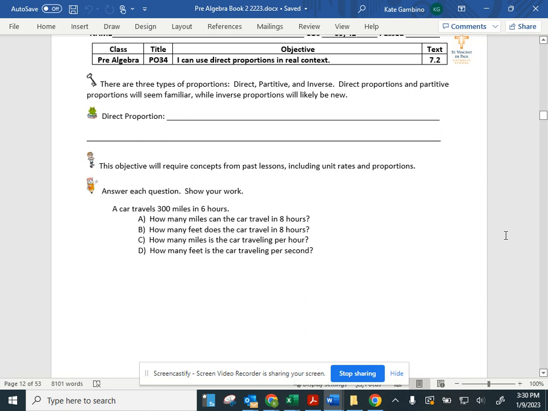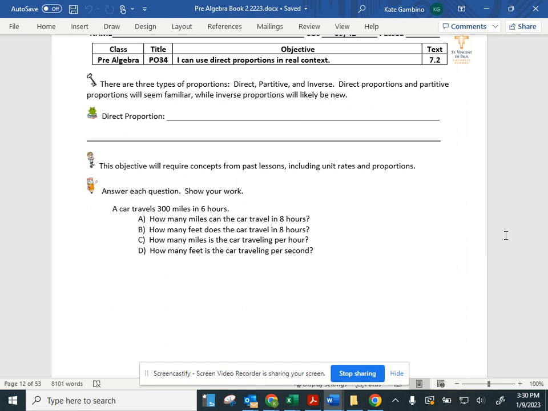Good afternoon. Today we are starting Unit 6. We are working on PO34. I can use direct proportions in real context. So we're going to be using stuff that we learned in our last unit, and we're going to be applying that to some of the work we are doing in this unit.